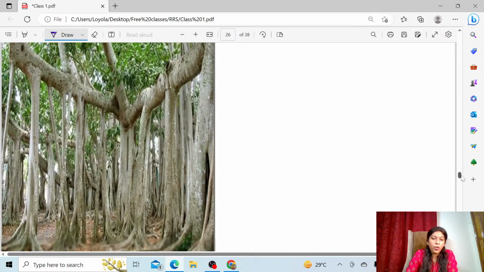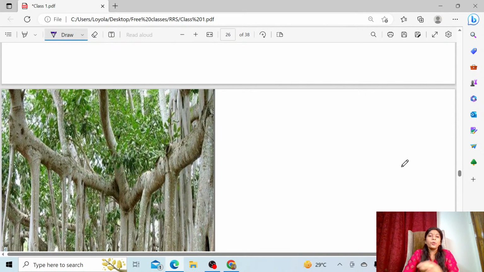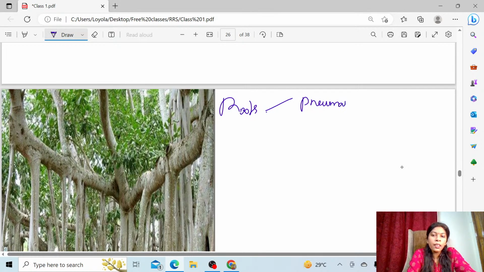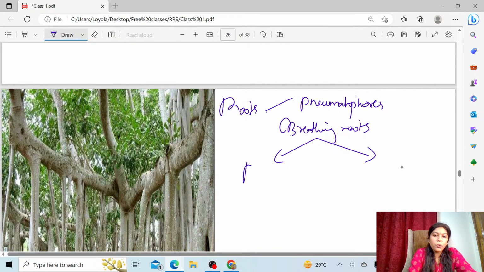See, I have put up a figure for you. First, in the root. How will the roots of this plant be? A special type of root will come out, called pneumatophores, or breathing roots. There are two types of breathing roots. One is prop root and another one is stilt root. Both are called pneumatophores.